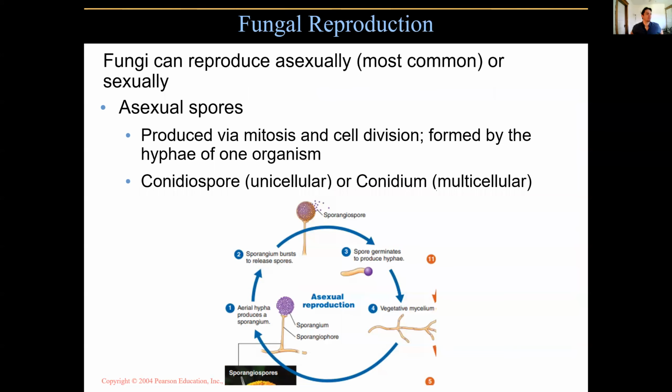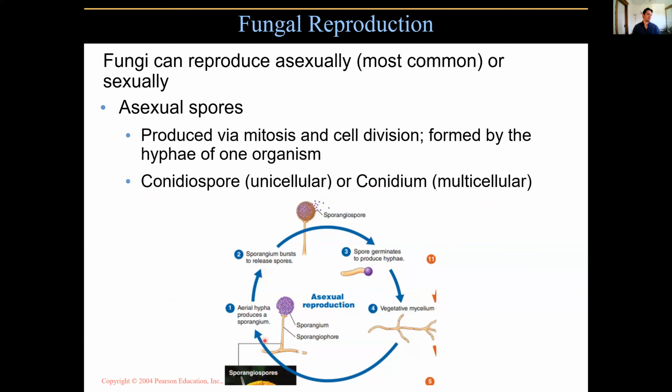So now moving on to fungal reproduction. Fungi can reproduce asexually, which is most common, or they can reproduce sexually, which is very important there. So how would it do asexual reproduction? That's simply through the formation of spores. I cut this picture from the textbook that you guys all hopefully have at this point. It just shows you how these asexual spores are produced. They are produced via mitosis and cell division and formed by the hyphae of the organism. And the terminology here is a conidiospore is unicellular, or a conidium is multicellular.